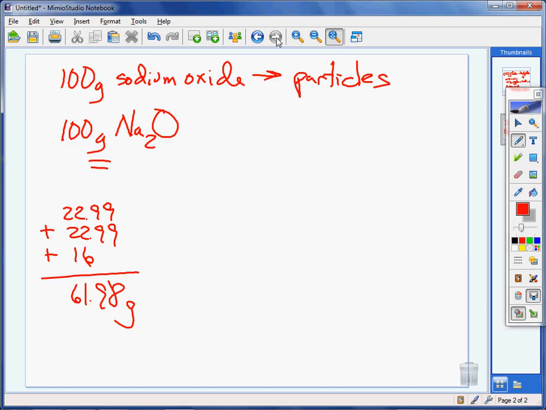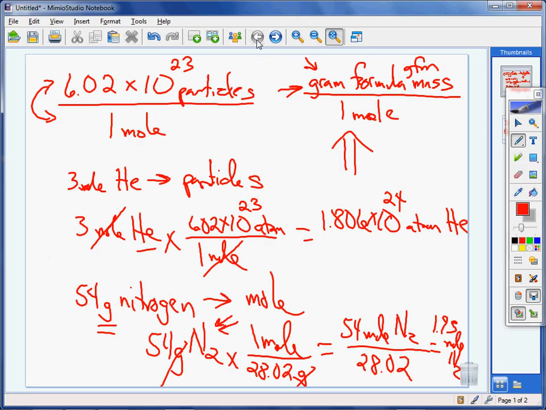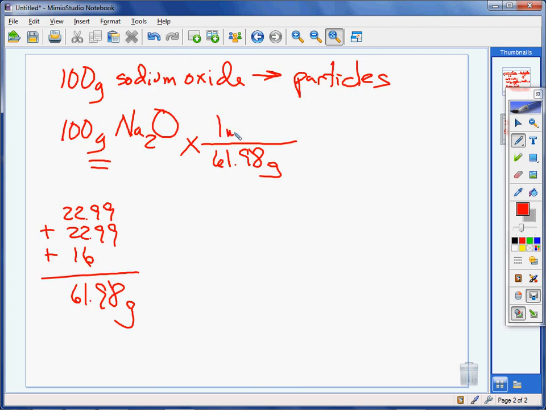Okay, so now we can start our conversion. So where's our gram formula mass going to go? Top or bottom? Bottom. Okay, so our 61.98 grams goes on the bottom. What's going to go on the top? The mole. Right? So again, it's always the gram formula mass per 1 mole. The 1 mole never changes. So the 1 mole is going to have to go on the top. Grams cancel. Okay, so grams cancels out grams.